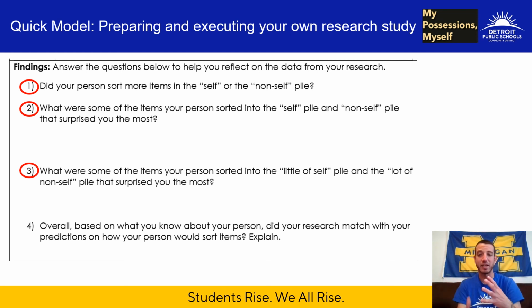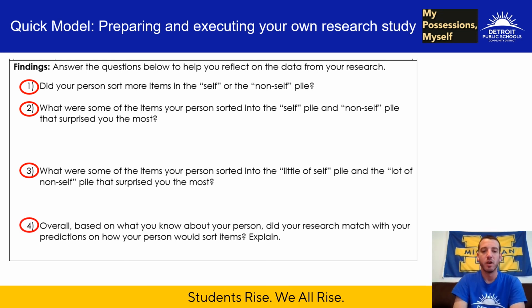These are grouped together intentionally because it's probably easy for people to predict what would go in a lot of self pile, because it's what your person is super passionate about, and it's probably easy to predict what would go in the little of non-self pile, just because if it's something they're connected to but not super connected to, you may have an idea what would go there, but it may be shocking to you what went all the way in the lot of non-self pile. So now you're just thinking about specifically what you were most surprised about in the little of self pile and the lot of self pile.